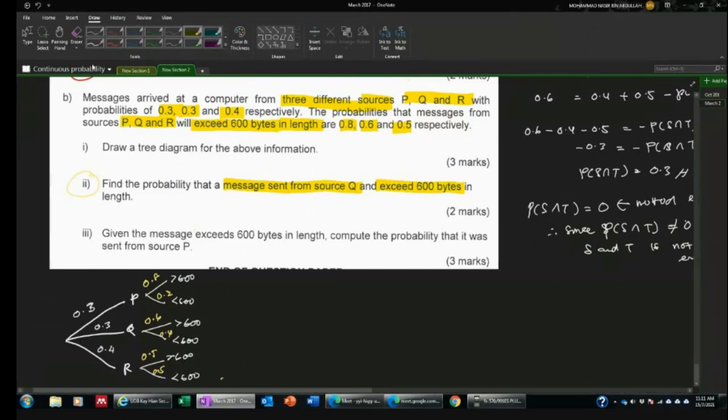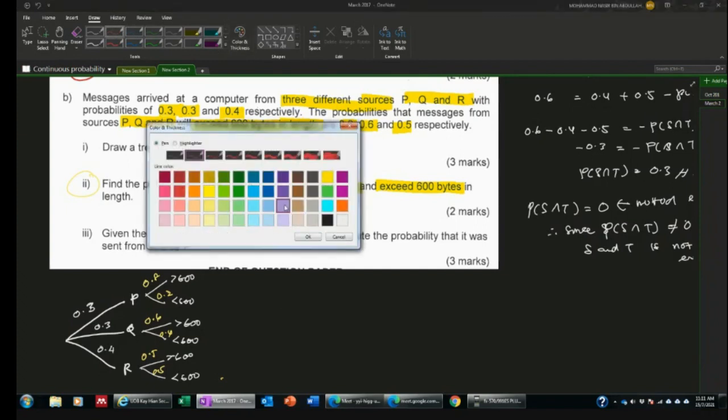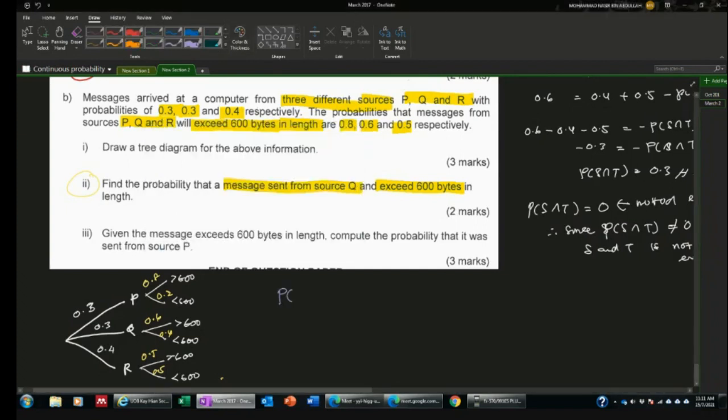So find the probability that a message sent from source Q exceeds 600 bytes in length. So we want to find the probability of from Q and exceed 600 bytes. So this one should be Q and exceed 600 bytes. So 0.3 multiplied with 0.6, so this one should be equal to 0.18. Very simple, 2 marks.